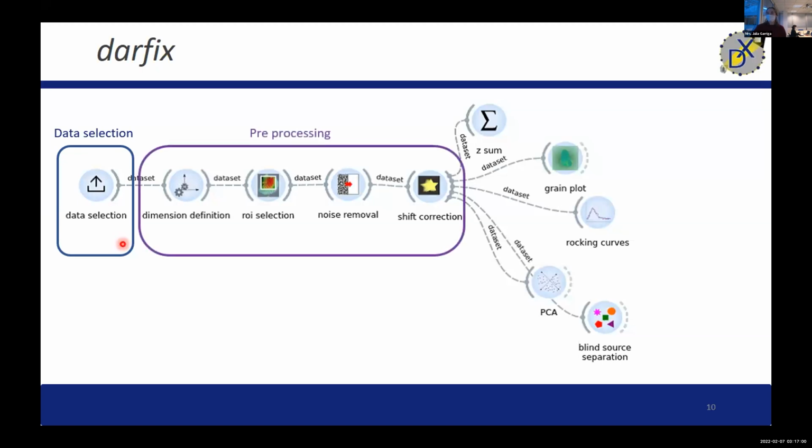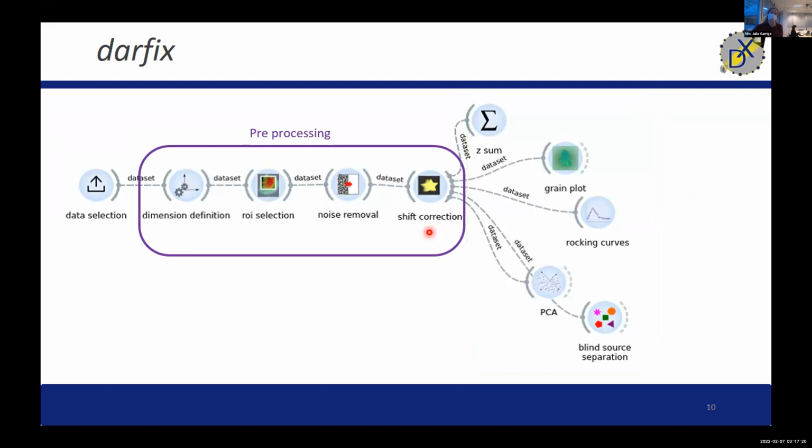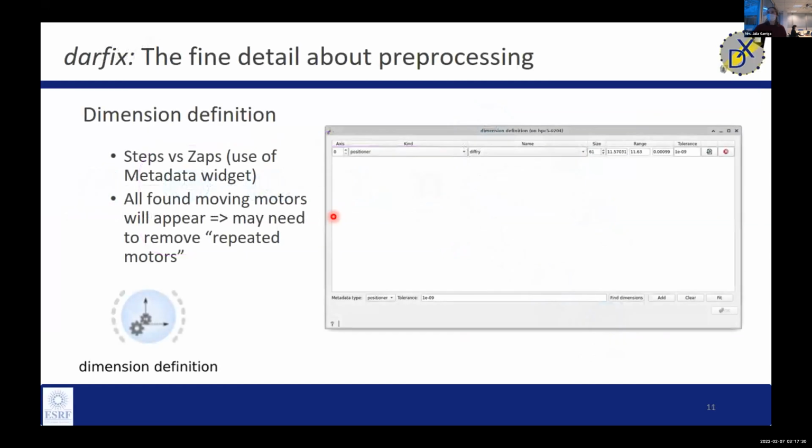The second part is the pre-processing, where you can apply operations like region of interest, removing of noise, or shift correction. And finally, the most interesting part would be the specific analysis for dark field microscopy. So since the data selection is pretty straightforward, we will show it just at the demonstration later, and I will go directly to the pre-processing part. First of all, I will show you how the dimension definition widget works. So this widget looks like this.